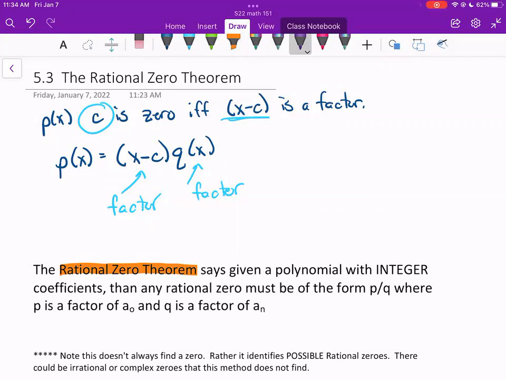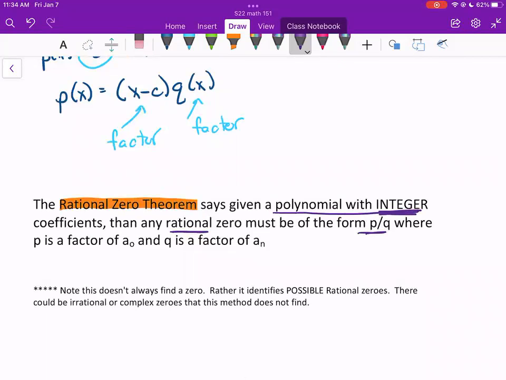The rational zero theorem says if we're given a polynomial with integer coefficients, and that's important, then any rational zero has to be of the form p divided by q, where p is a factor of a naught, and remember a naught is the constant term, and q is a factor of a sub n, which is the leading coefficient.